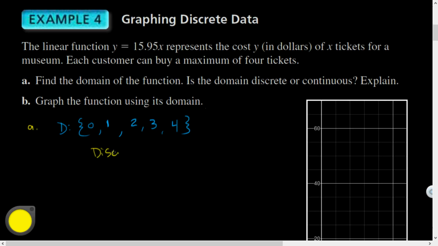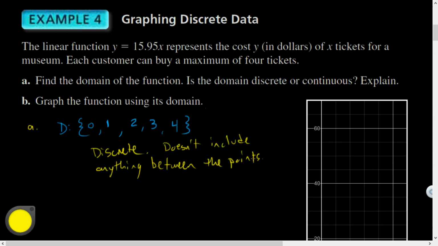Let's see. This will be discrete, because it doesn't include everything in between 1 and 2, or 2 and 3, or 3 and 4, right? It jumps, you could say. I'll just say, yeah, it doesn't include anything between those points.